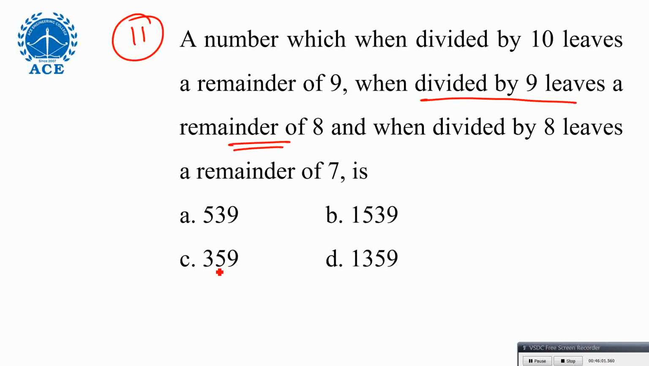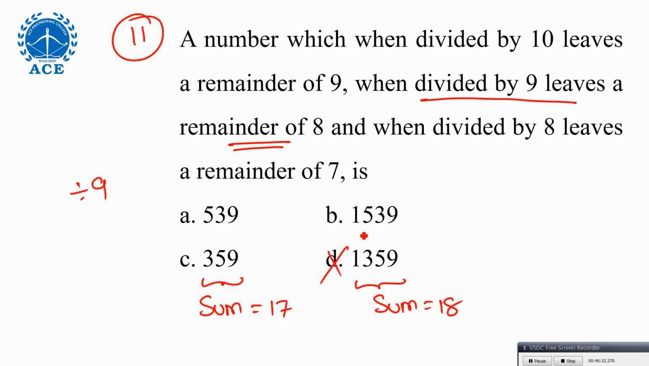When divided by 9, the remainder should be 8. Take the sum of digits. What is the sum of digits here? 17. 17 divided by 9, what is the remainder? 8. Okay. 539 also has sum of digits 17. But what is the sum of digits here? 18. Remainder is 0 when divided by 9. For remainder also, you can take the sum of digits. But when divided by 9, what is the remainder required? 8 is required. So B and D are eliminated.